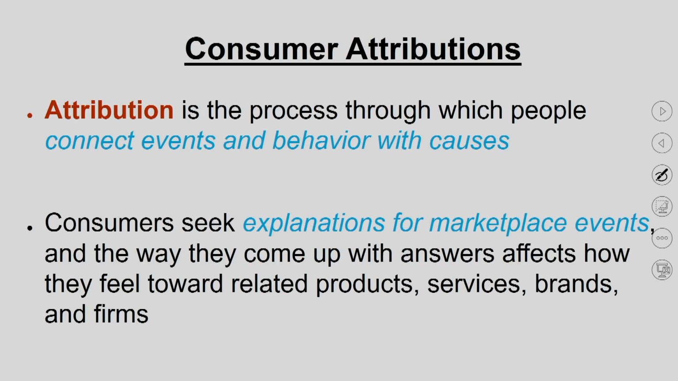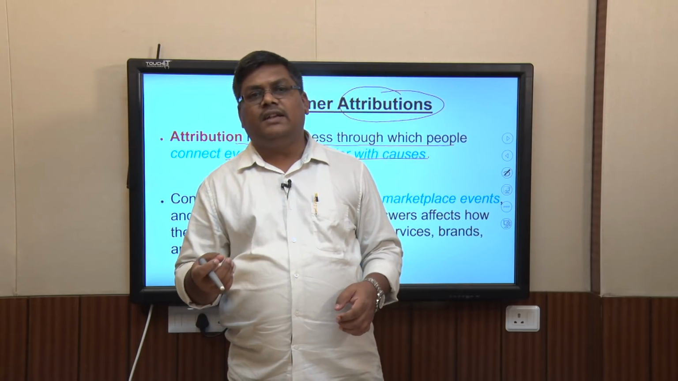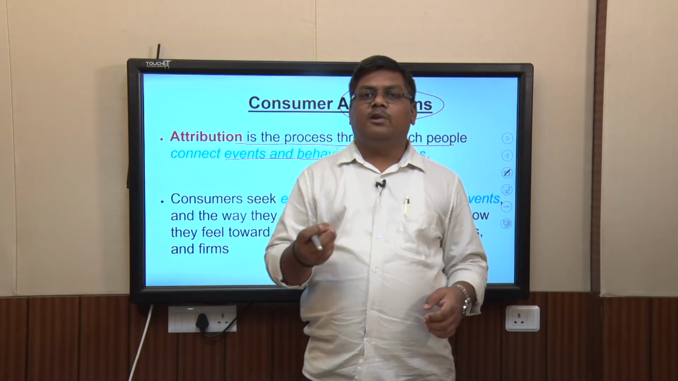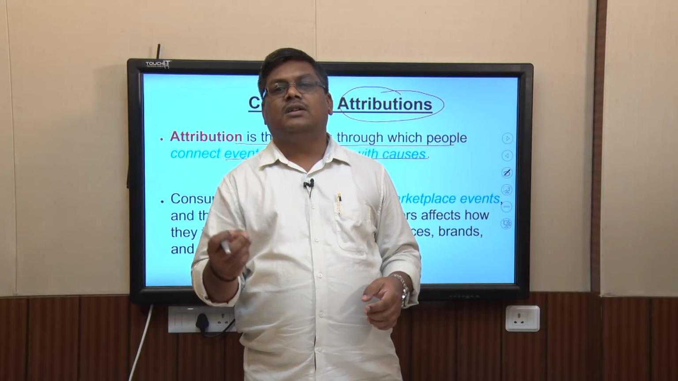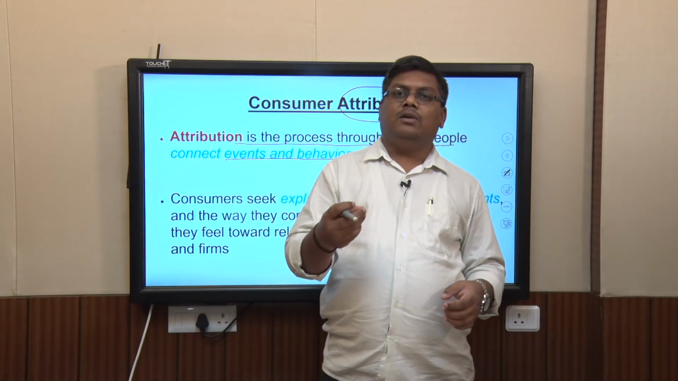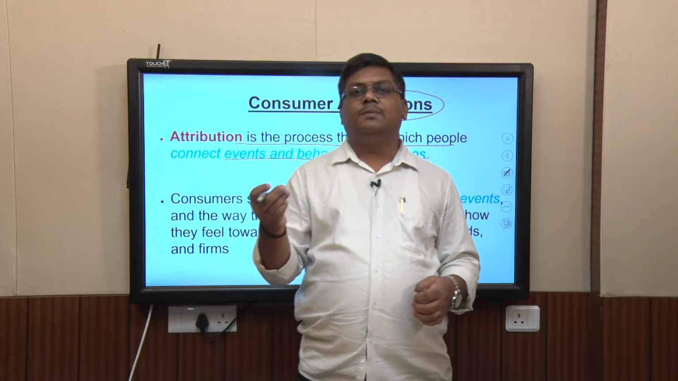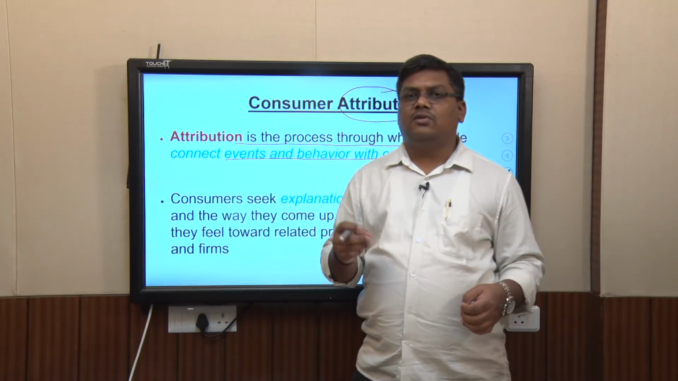Next in line is something called consumer attributions. Now, what are consumer attributions? Attribution is the process through which people connect events and behaviors with cause. Whenever an event happens in the marketplace, providing a reasoning to that event is what is called attribution. Consumers provide reasons for certain events that happen in the marketplace: why they bought a particular product, why they didn't buy a particular product, why a manufacturer highlighted his product in such a way, why a particular feature was given to a product. Providing reasons to these kinds of questions is what is called consumer attribution.